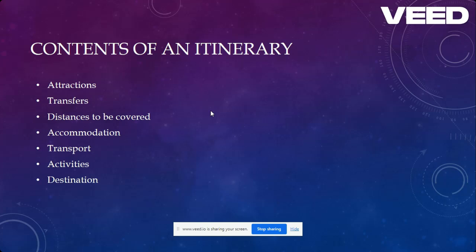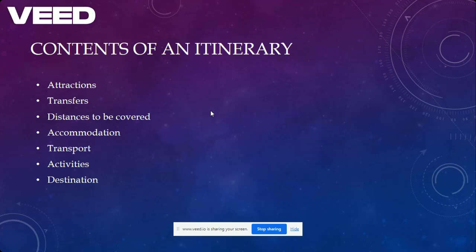For the meals also, what meal plans are they in? Are they on half board? Are they on full board? Are they on bed and breakfast or on bed only, depending on the type of accommodation that the client requested to have. We also look at the transport. Are they using vehicles? Are they using a flight? Depending on the distances to be covered from one place to another and the circuit that the tourist wants to visit. We also include the activities.